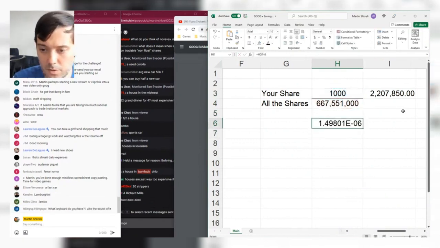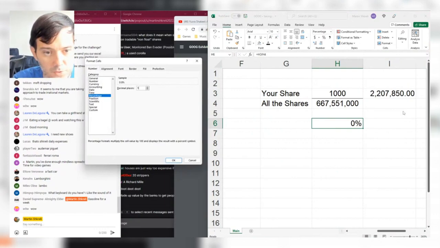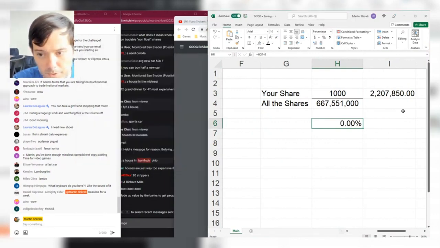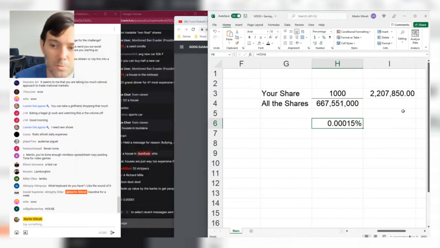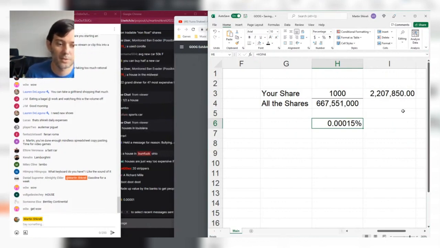Oh boy. What percentage is that? It's giving me this weird thing. All right, well, it's not 1%. Is it 0.1%? Nope. Is it 0.01%? Nope. Is it 3 decimals? 4? It looks like it's 4 decimals. So you would own 0.00015% of Google, even though you're spending $2 million. So how much would you have to spend to own 1%?